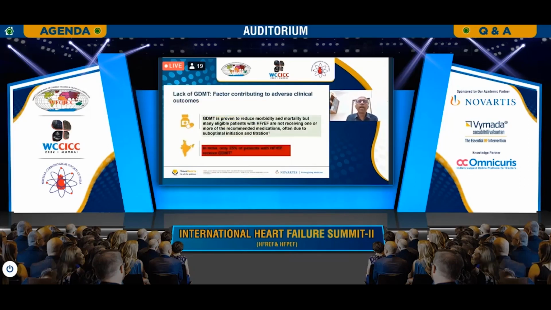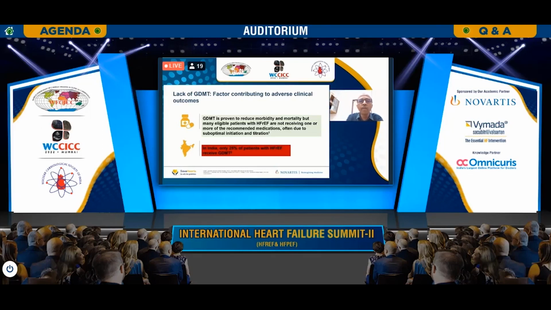Guideline-directed medical therapy is proven to reduce mortality and morbidity, but many eligible patients are not receiving one or even more of the recommended medications, often due to suboptimal initiation. Clinical inertia, Dr. Chopra was just talking about. There's a clinical inertia, and Dr. Dalal is going to talk about how to titrate these drugs and how to use them interchangeably or together in patients with heart failure.